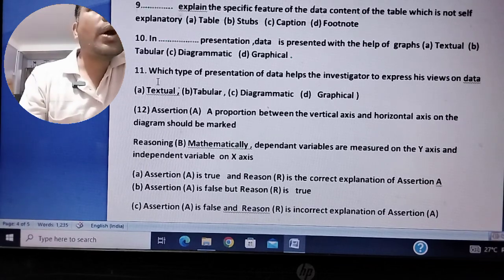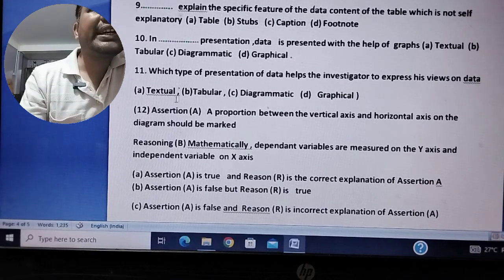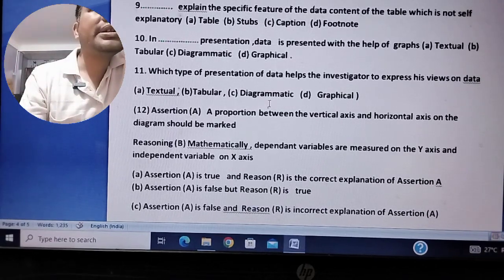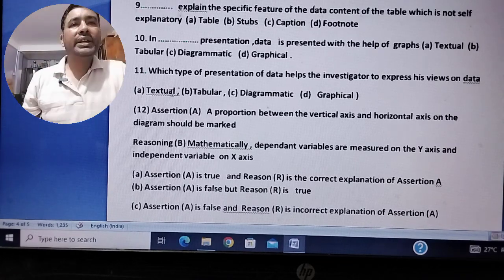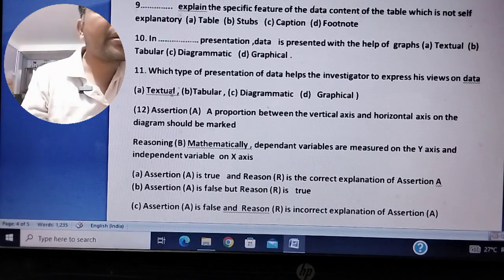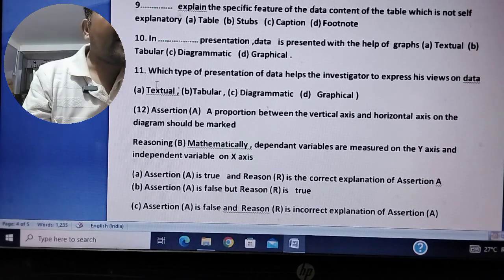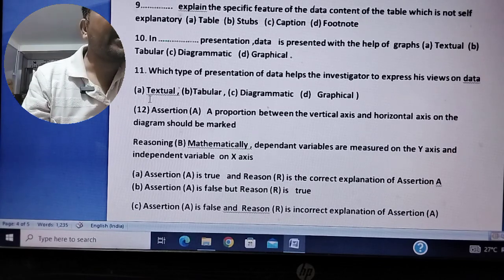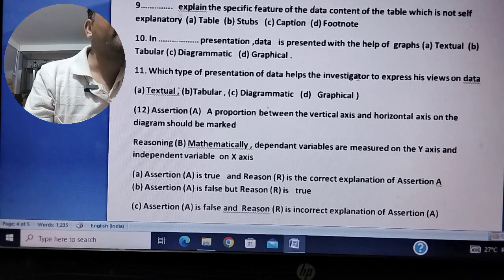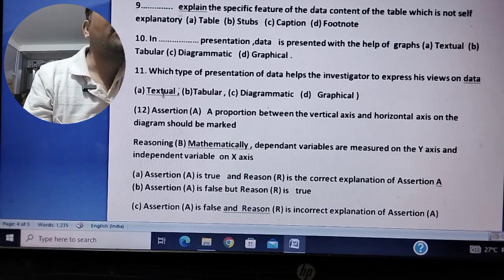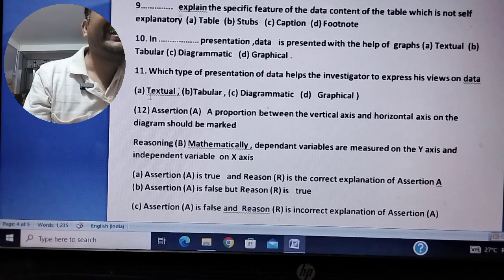Number 11, what type of presentation of data helps the investigator to express views on data? It is definitely one of textual, tabular, diagrammatic, graphical. For the investigator it is textual, because the textual method is very suitable for small data and is very helpful for an individual investigator. So if the investigator wants to express his views, then it is better for him to use the textual form of presentation. Okay, so what type of presentation of data helps the investigator express his views on data? It's textual. So the right answer for question number 11 is A.